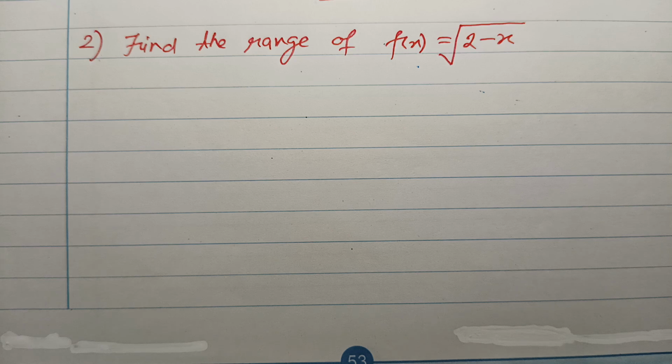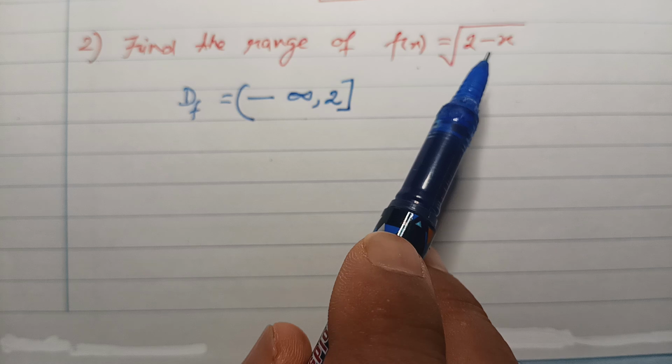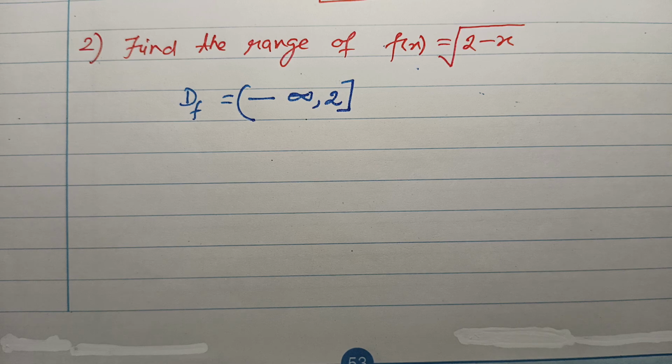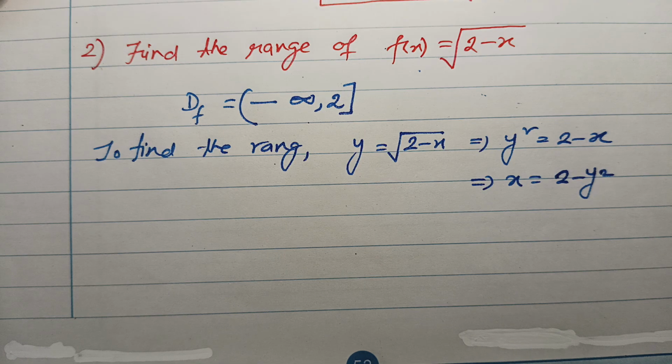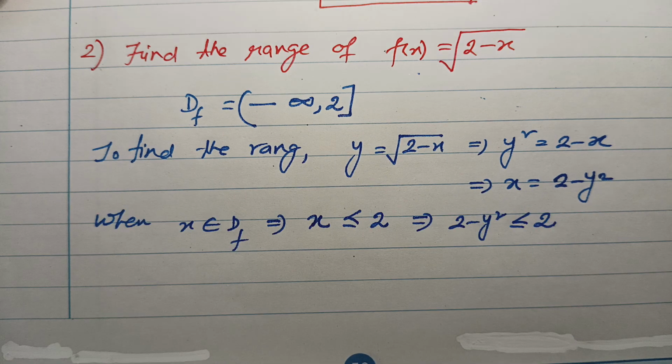In the next question, we have to find the range of f(x) = √(2 − x). The domain is −∞ to 2. Why is it so? Because here x can take values which are less than or equal to 2 only. If you put any value more than 2, this function will not exist. Next job is to find out the range. We have introduced the new variable y, and we have come to the point where x = 2 − y². Range means the set of values of y when x belongs to the domain.